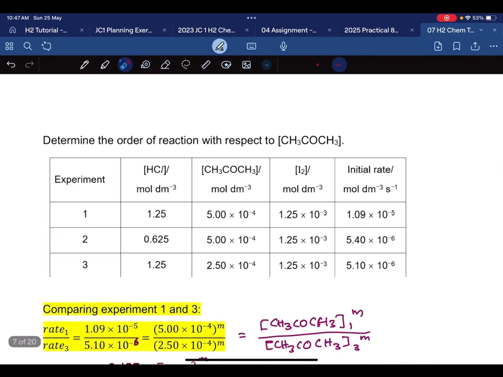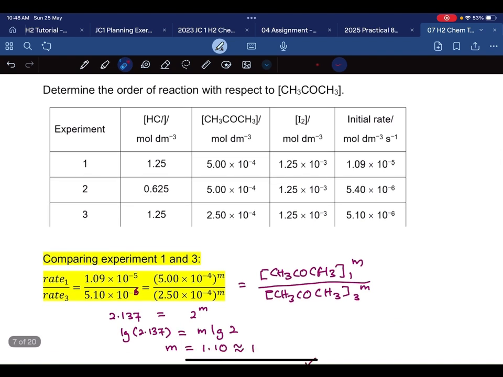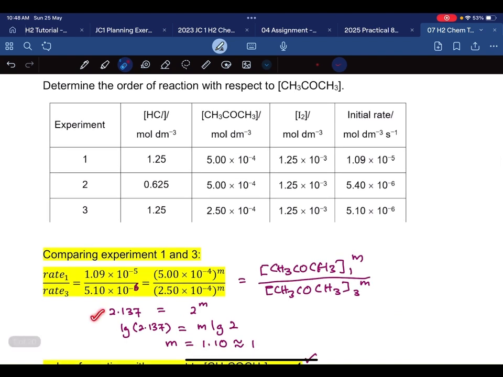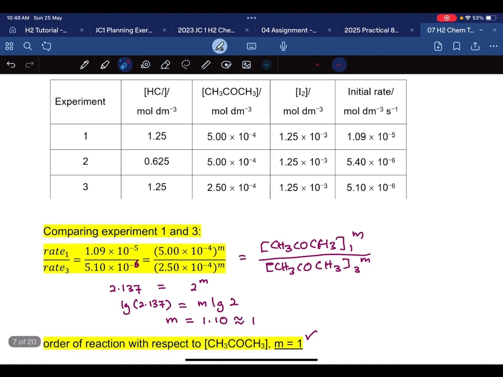Now, when comparing experiment 1 and 3, again, we're going to follow the same method, knowing that the ratio of the initial rate of experiment 1 and 3 is going to be dependent on only the propanone raised to the power of m. So again, we are going to use the law of logarithm to simplify, and then take log on both sides and work out what is the value of m. Since m is 1.1, we're going to approximate it to whole number 1. And therefore, the order of reaction with respect to propanone, m, is equal to 1.